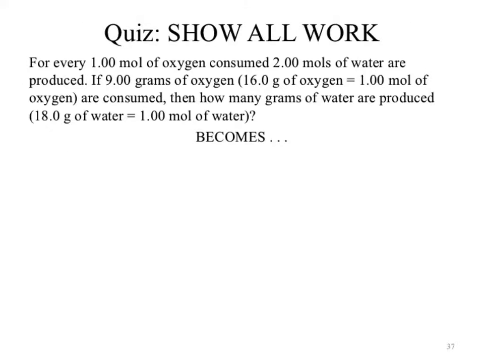So this question should look familiar, maybe slightly altered from your exam, but I think it's the same one. Exam 2: for every 1 mole of oxygen consumed, 2 moles of water are produced. If 9 grams of oxygen, which is 16 grams of oxygen equals 1 mole of oxygen, are consumed, then how many grams of water are produced? 18 grams of water equals 1 mole of water. That came off of our exam. What does that now become for exam 3?